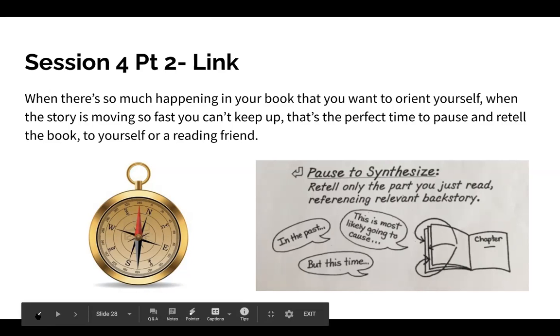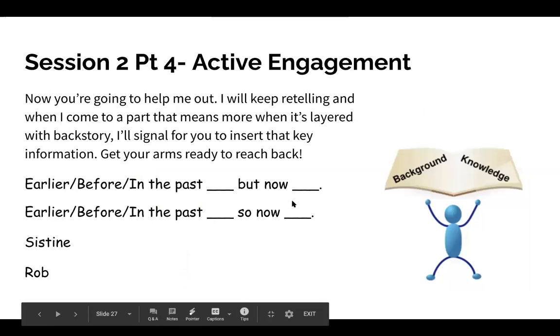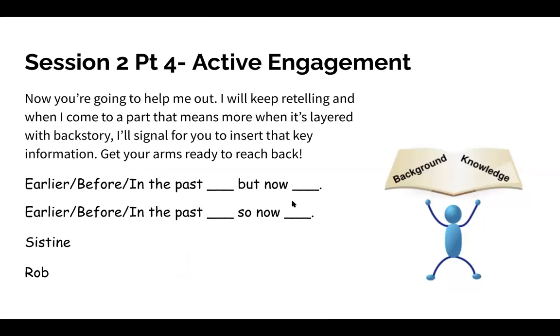I will have these sentence frames posted in Google Classroom to help guide your notes today. Obviously, you can come back to this lesson and pause it and look at them as well. But again, your focus today is really reflecting on what we read in previous chapters and how it applies to the current chapter. So we'll be reading chapter 7, and you will be thinking back on how Rob and Sistine were in the past and how much they've changed until now.